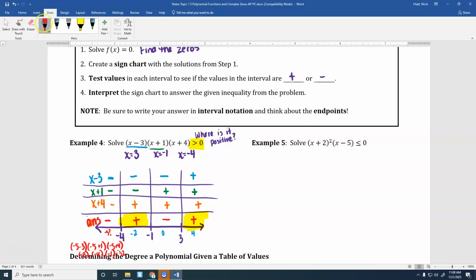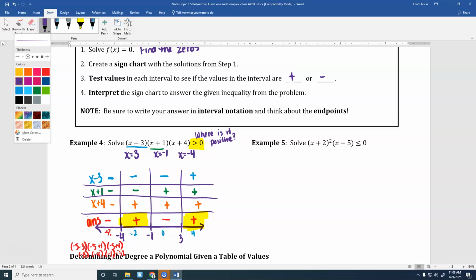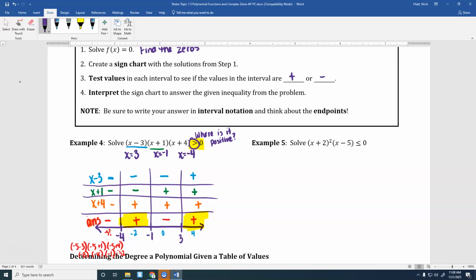Okay, so my answer for this would be, notice that I used a greater than sign here, so I don't want to use the brackets. I want to use parentheses. I don't want to include those points. I would have -4 to -1 and 3 to infinity. That would be my answer for that one. Okay, questions?